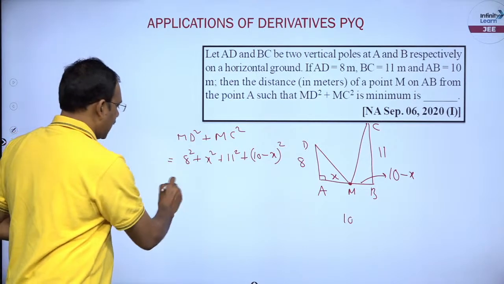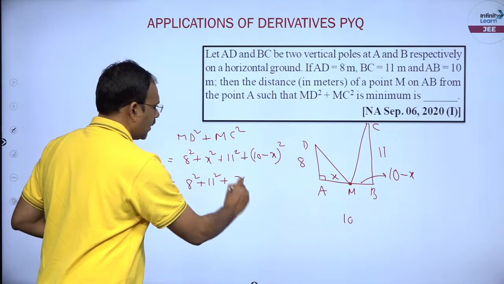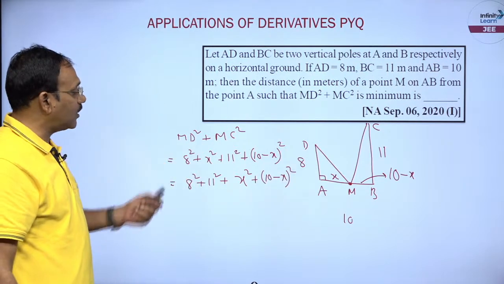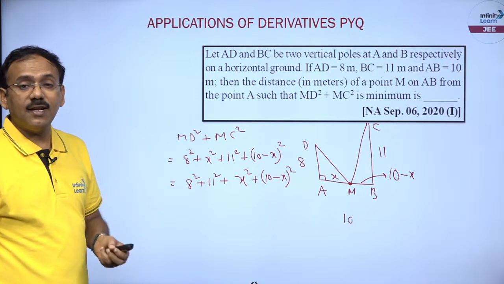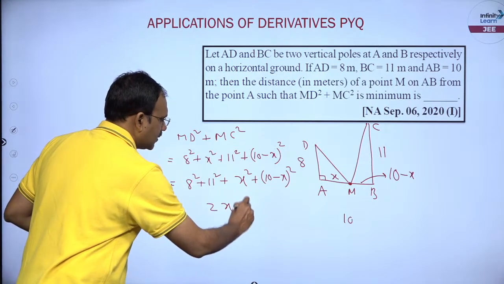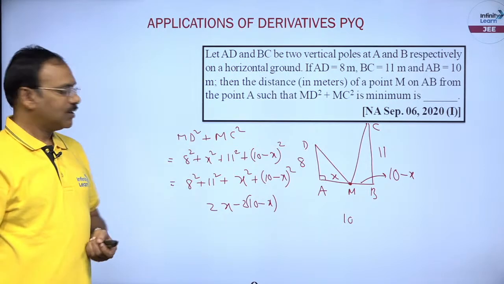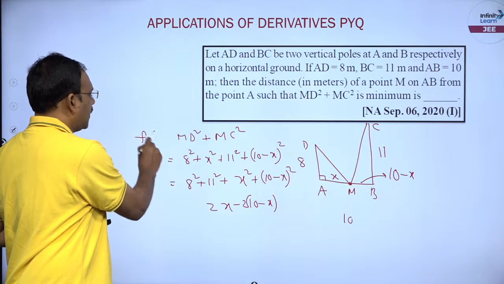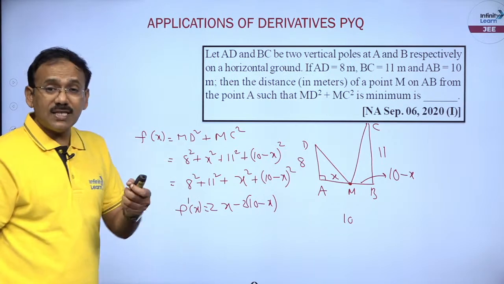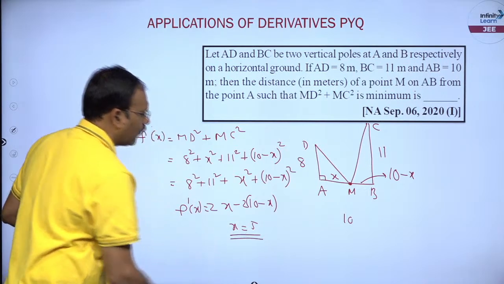So now I can write 8 square plus 11 square, which is a constant, and the expression x square plus 10 minus x whole square. Do not simplify. I want its minimum value. So let me first check where the derivative becomes 0. Take its derivative, friends: 2x plus 10 minus x into 2, and the derivative of 10 minus x is minus 1. This is the derivative, if I take it as f of x, this is f dash x. You just see where the derivative becomes 0. So x is equal to 10 minus x, which is possible when x is equal to 5.